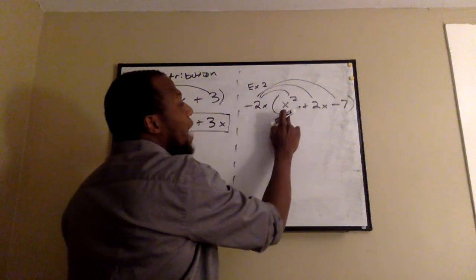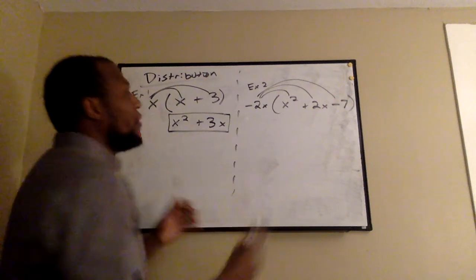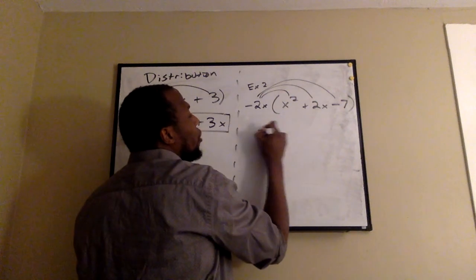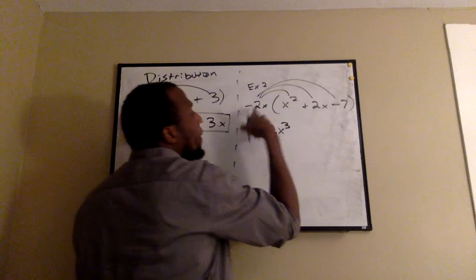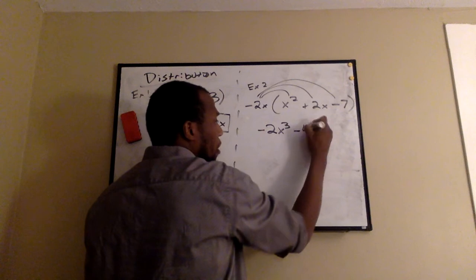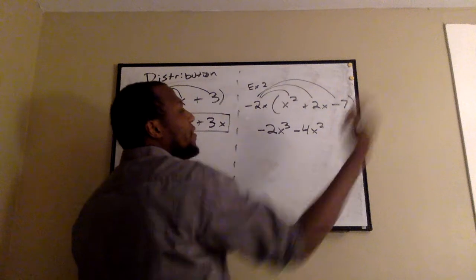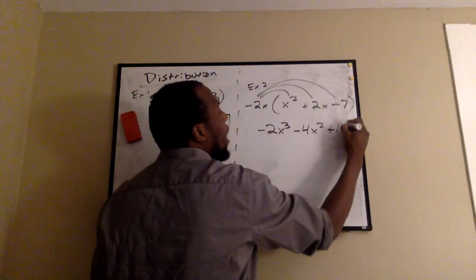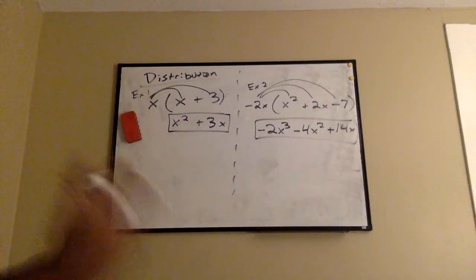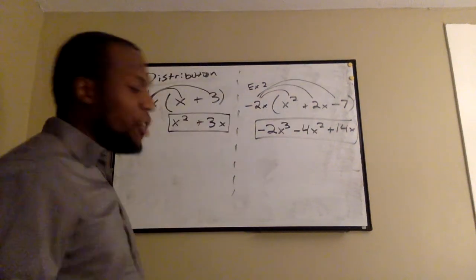Negative 2x times x squared, we're always going to add to the exponent when we are multiplying those variables. So this is x to the first, that's x to the second. 1 and 2 together will be x to the third, so that's negative 2x to the third. Negative 2x times positive 2x, that's going to leave us with a negative 4x squared. Negative 2x times the negative 7, negative and negative makes it positive. That's going to be a positive 14x. And because we don't have any like terms, we're not going to be able to combine any of those, okay? So that's single term distribution.